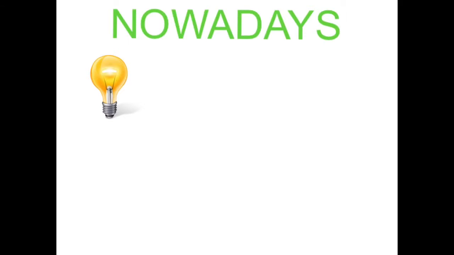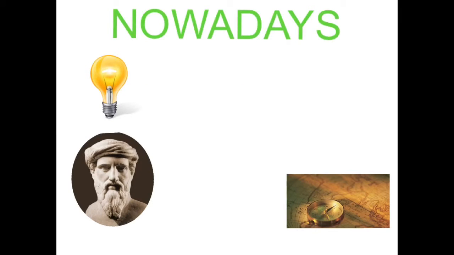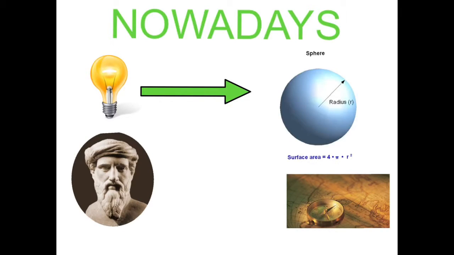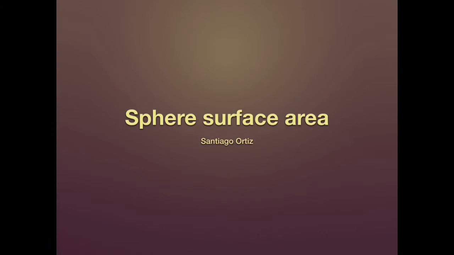Nowadays, those discoveries that have been shown throughout history by gorgeous mathematicians such as Pythagoras are used to create universal rules to measure things like the surface area of a sphere, to understand our world in a better way. Sphere surface area by Santiago Ortiz.